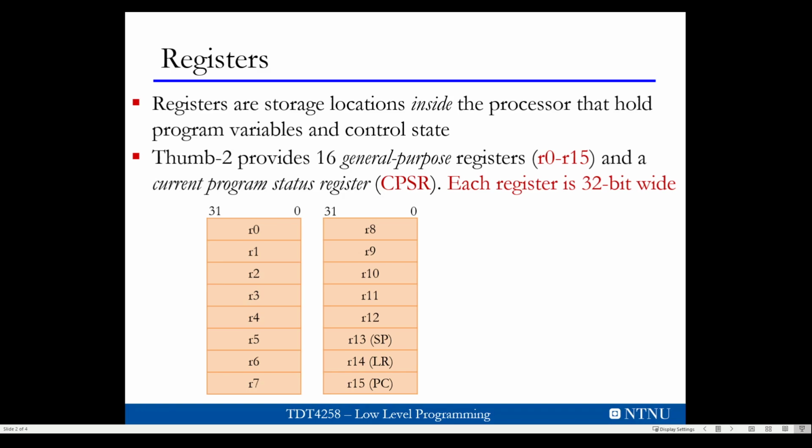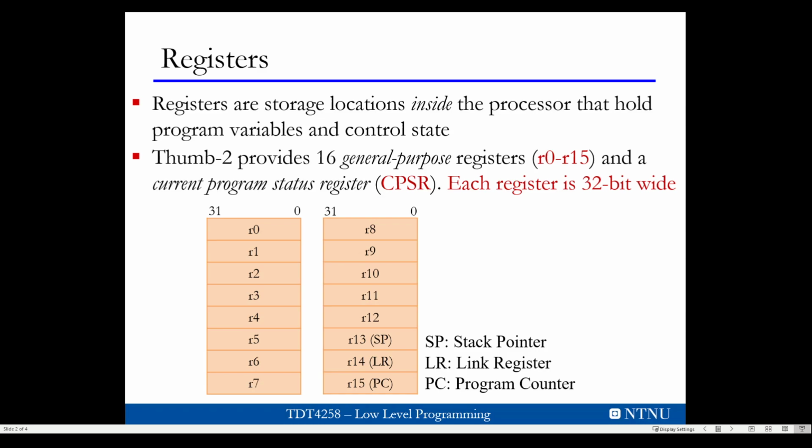So this is how we represent the registers. They are 32-bit wide. Bit 0 is the least significant bit and bit 31 is the most significant bit. Now out of these 16 registers, 13 of them from R0 to R12 can be used to hold program variables, whereas R13, 14 and 15 have some special purpose. For example, the register R15, also called PC, is the program counter. It holds the address of the instruction which the processor is currently executing.